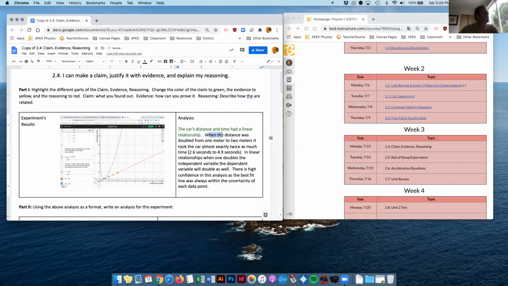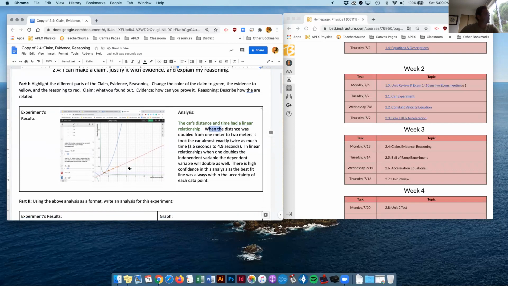Bam. When the distance was doubled from 1 meter to 2 meters, okay, you can't quite see it. It's kind of small there. The car took almost exactly twice as much time, 2.6 to 2.49, excuse me. That right there is our evidence. This is information from our experiment, okay? And then I kind of relate these two. So in linear relationships, when one doubles the independent variable, the dependent variable doubles as well. So that right there becomes my reasoning. Okay, so this is a 3-sentence claim, evidence, reasoning for this experiment.